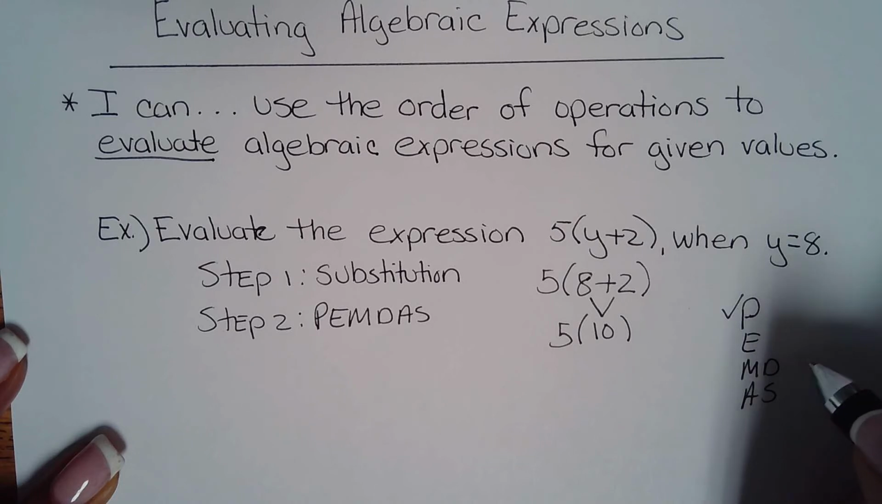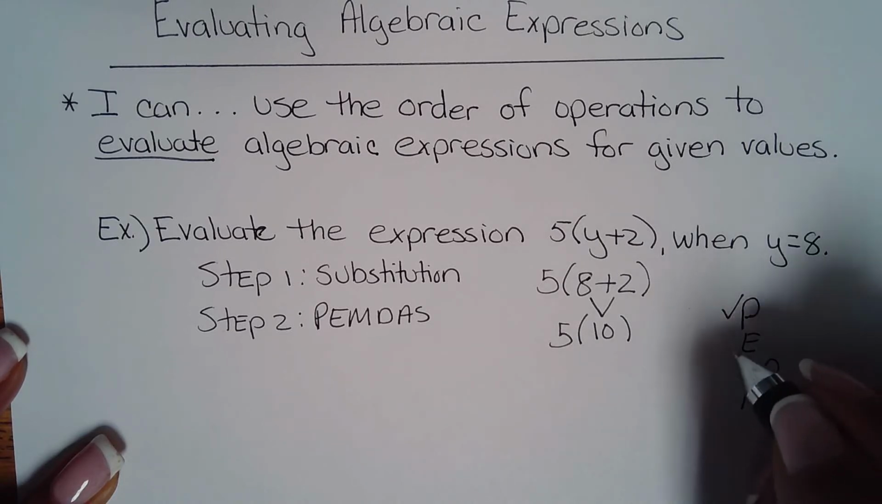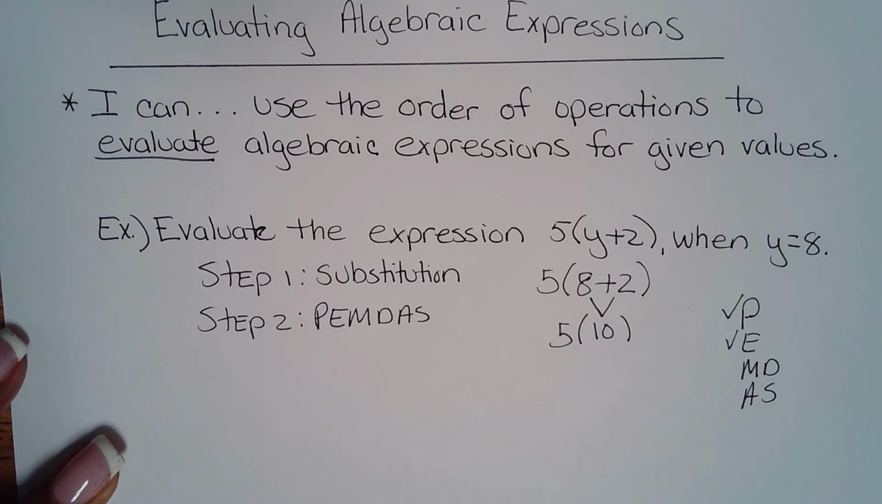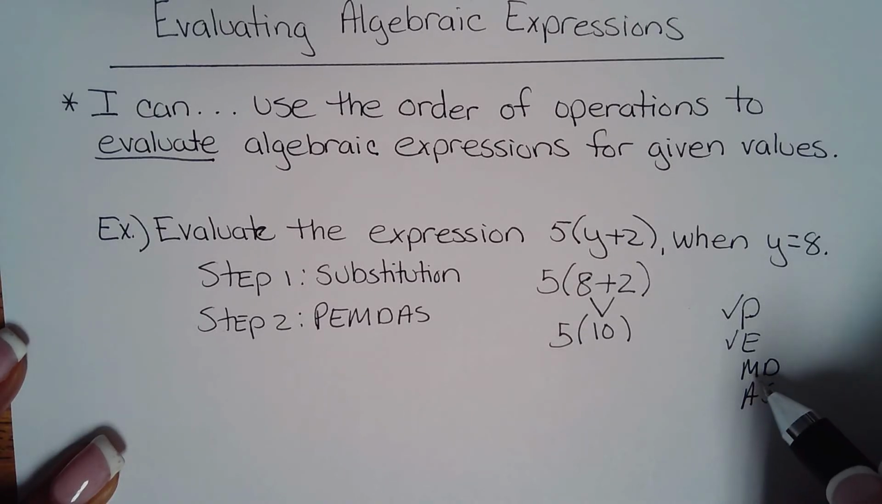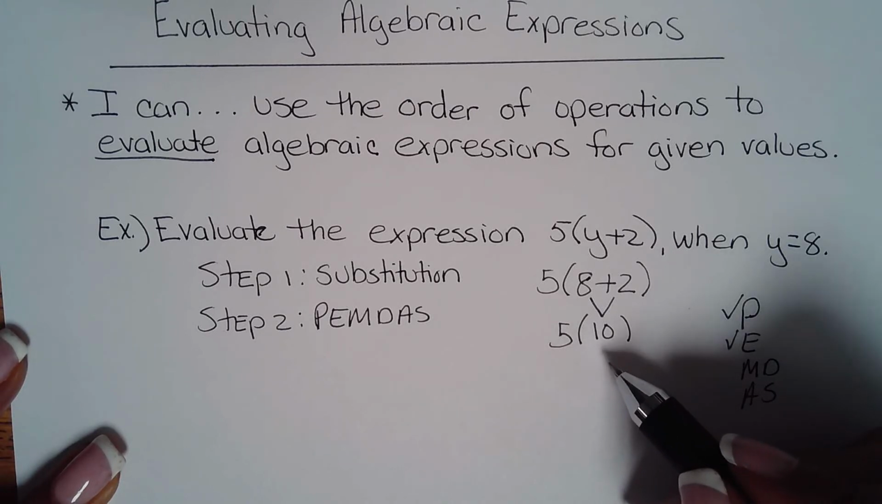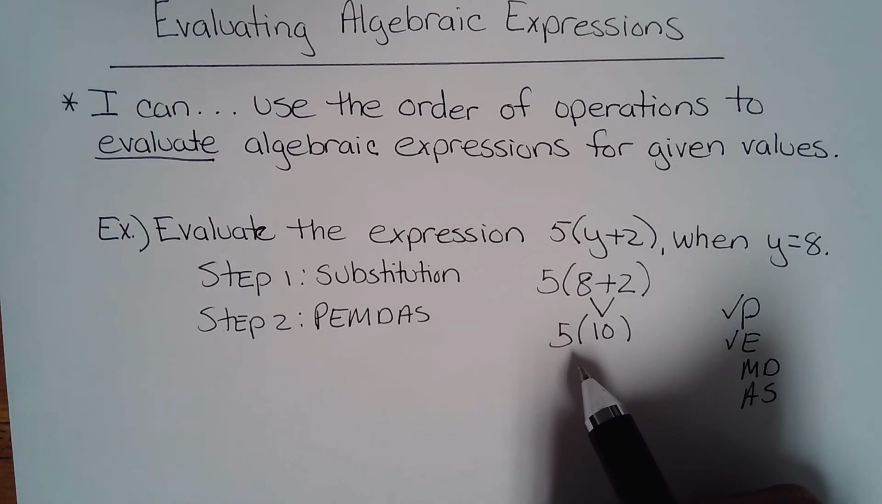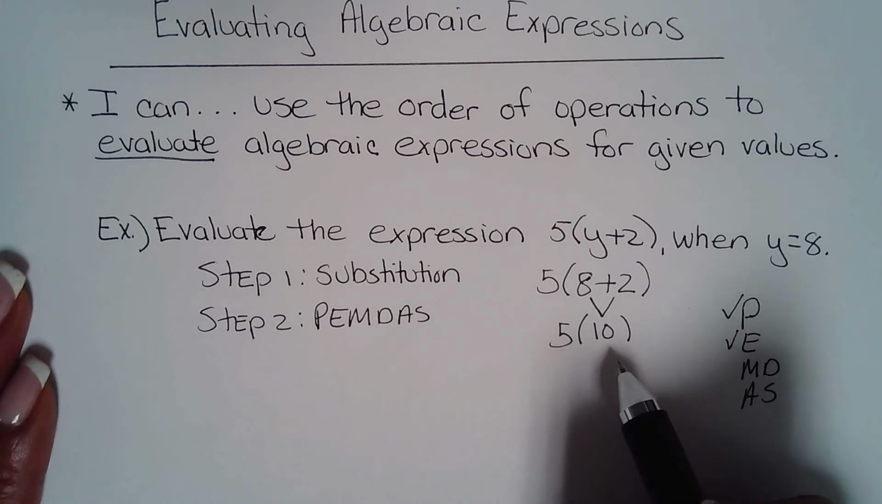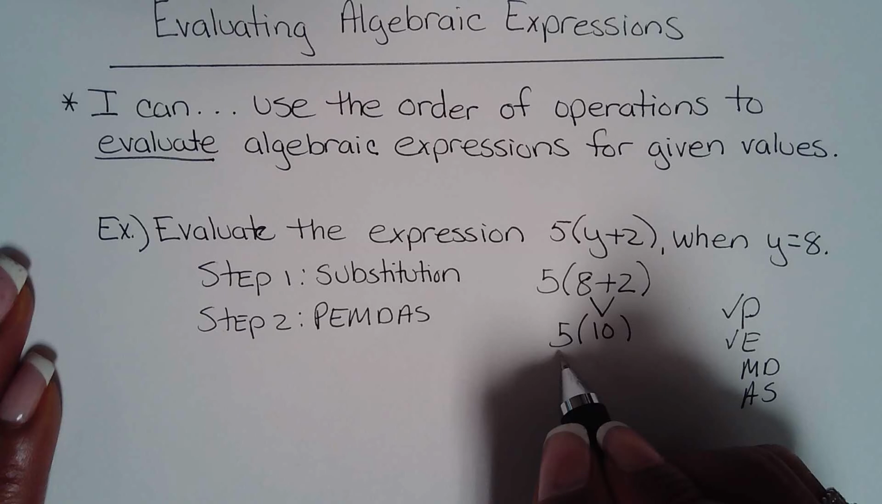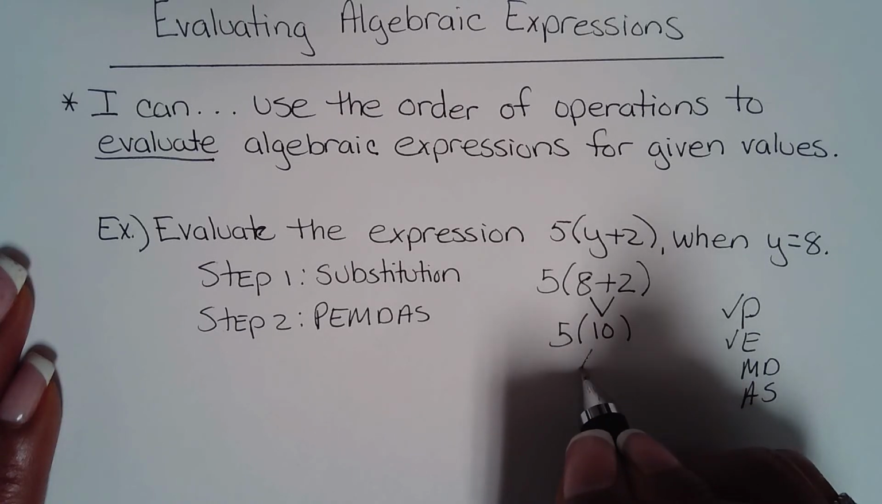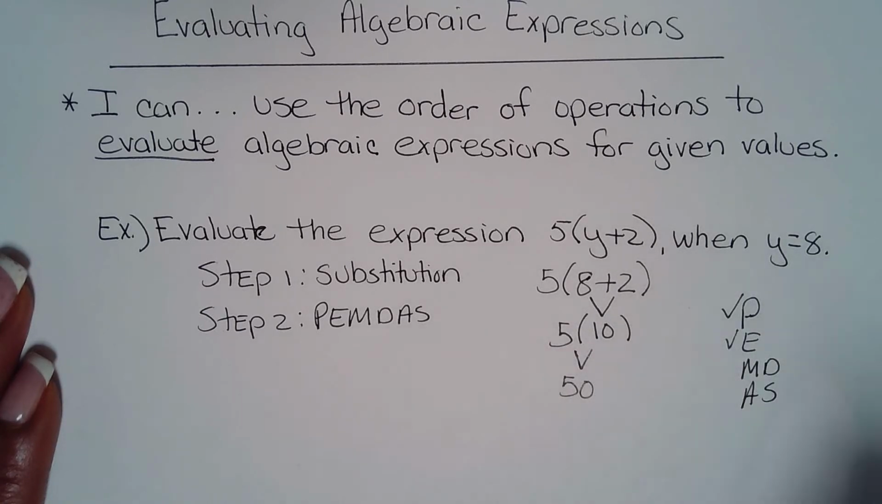Do I have any exponents? The E stands for exponents. In this example, I do not, so I'm going to move on. Next thing to look for is any multiplication or division. And in this case, I do have multiplication. 5 beside these parentheses without any operation sign in between, for example, without an addition sign, a subtraction sign, or a division sign, automatically lets me know that I'm multiplying these two things. So this means 5 times 10, which simplifies to 50.